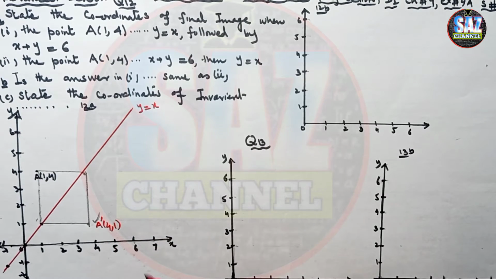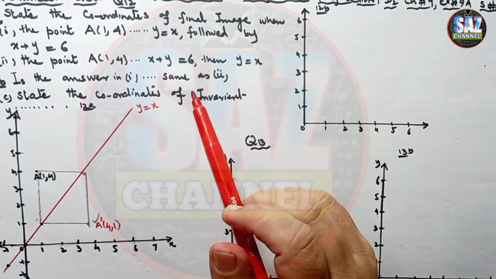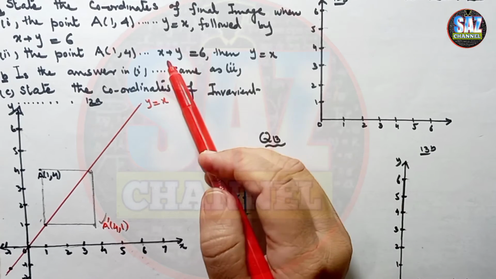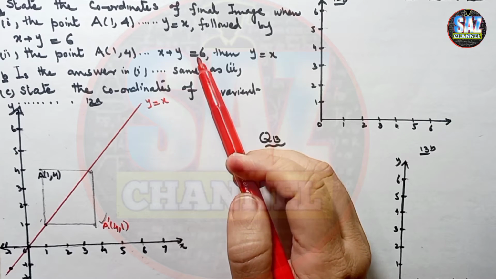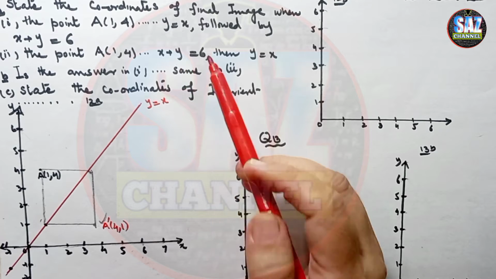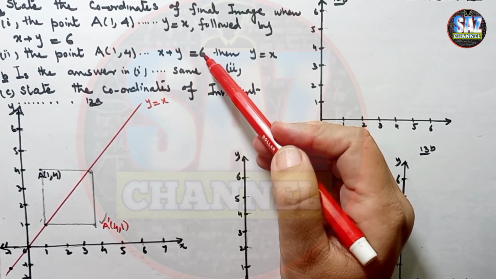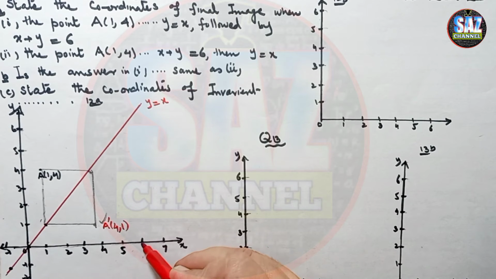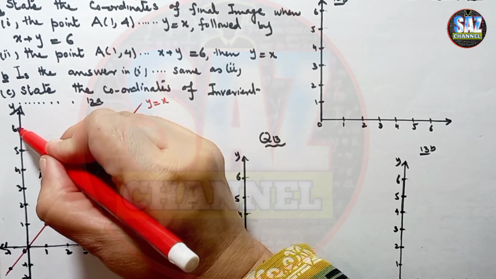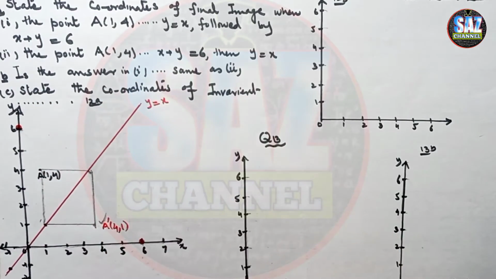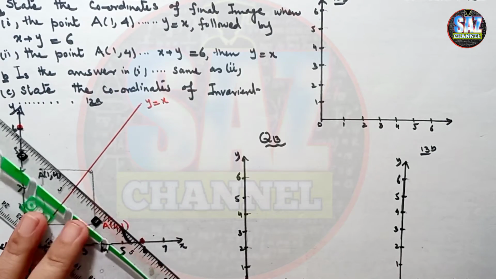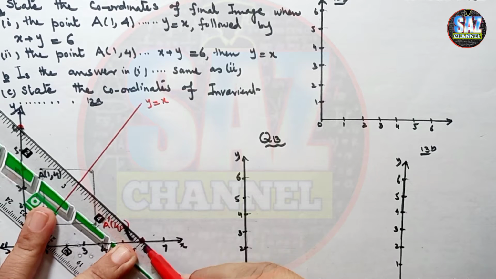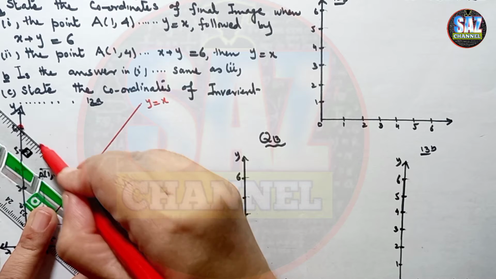Now I have to reflect this point in the line x plus y equals 6. Again, this line is making equal intercepts. In order to draw this type of line, we can see that the sum of x plus y equals 6. It means it's making equal intercepts. Now I can mark a point at this place. X intercept and y intercept both are 6, and now I can join them with the help of a ruler to get the straight line. So the line x plus y equals 6 will be drawn like this.